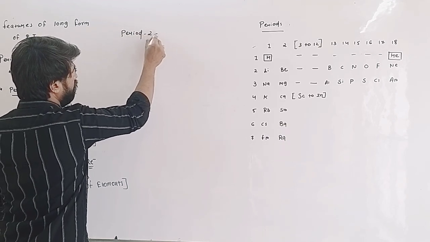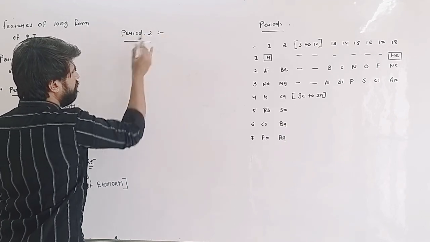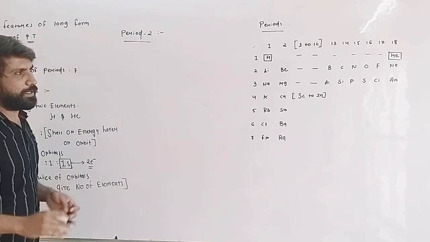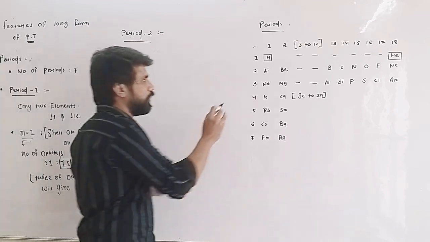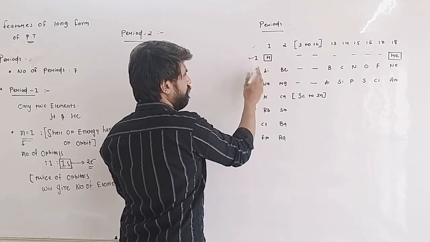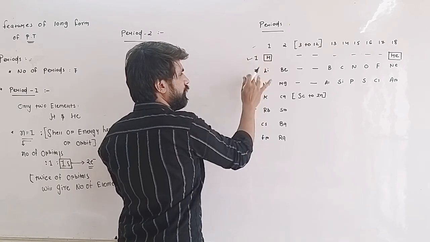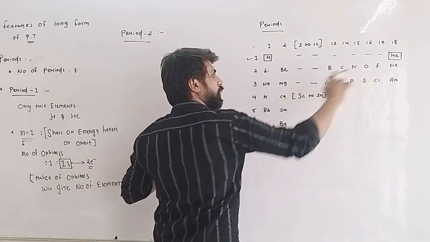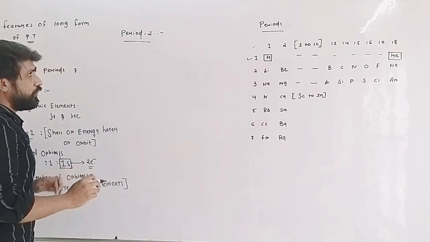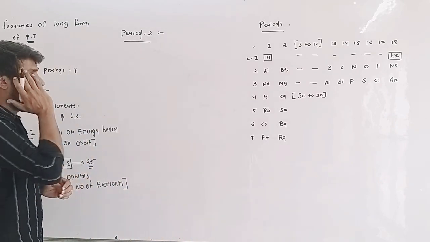Period number 2. Period number 2 can accommodate what number of elements? Now we don't know. Period 1 is completed. Now move towards period number 2. You have to find out what number of elements it can accommodate.